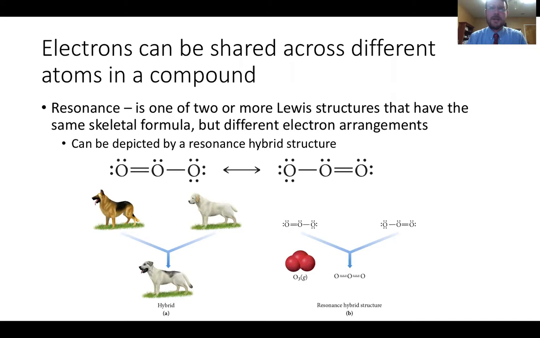Just because we see two or three different resonance structures, one of them may be more correct than the others. Of course, in the example we're going to look at with NO3, there's not necessarily one correct one, quote unquote. So let's do this example, because it will be a better one. I want you to do NO3 minus 1.